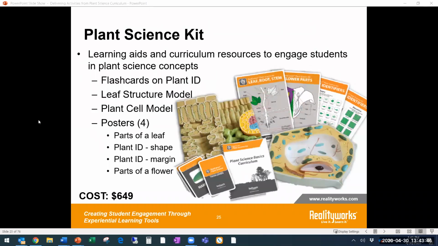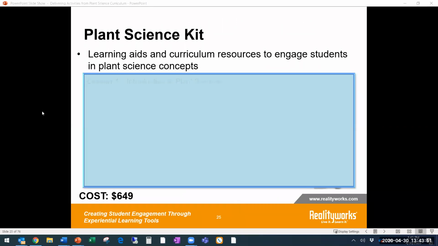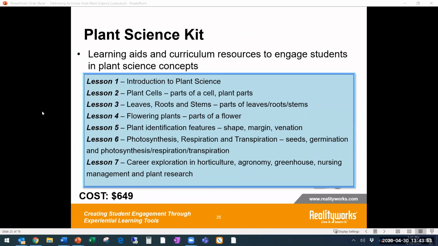But just to talk through here, we have our Plant Science Kit. What I want to show you and walk through is that there are 7 different lessons available for you in just the curriculum: Introduction to Plant Science, plant cells, leaves, roots, stems, flowering plants, plant identification features, photosynthesis, respiration, transpiration, and then career exploration. There are 7 lessons wrapped up nicely in our Plant Science Kit that you can use for free right now with your students.